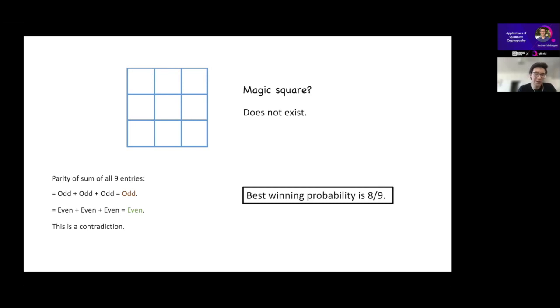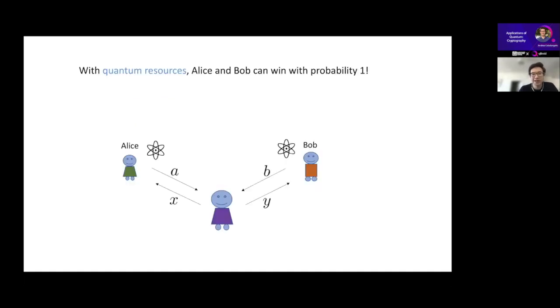And so the surprising part is that it turns out that if Alice and Bob share a pair of entangled qubits, then they can actually beat this 8/9. They can win the game with probability 1. And so this is truly remarkable. What I want to point out is that the game has not changed. It's exactly the same game. Alice and Bob are still non-communicating. So sharing a pair of qubits does not allow you to communicate.